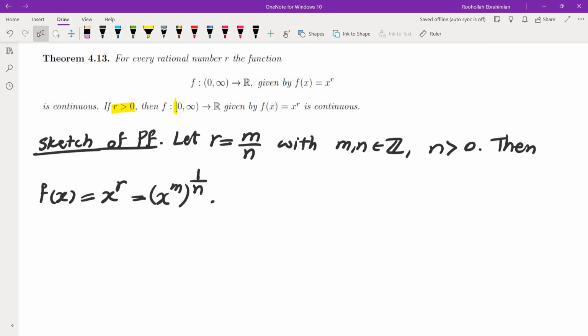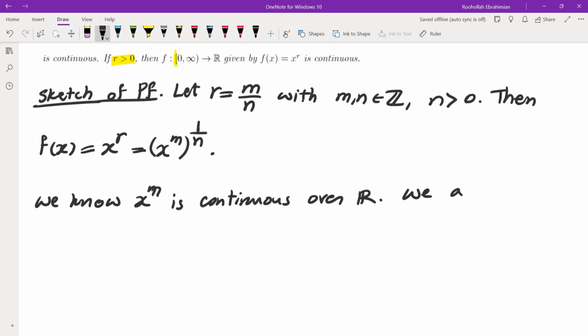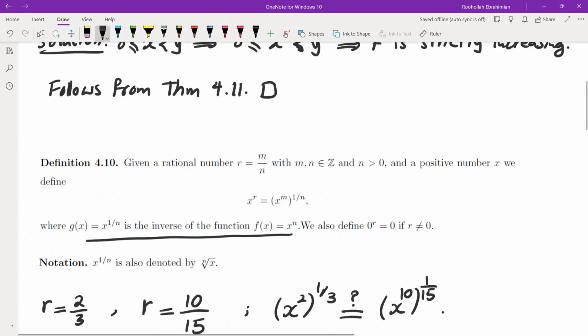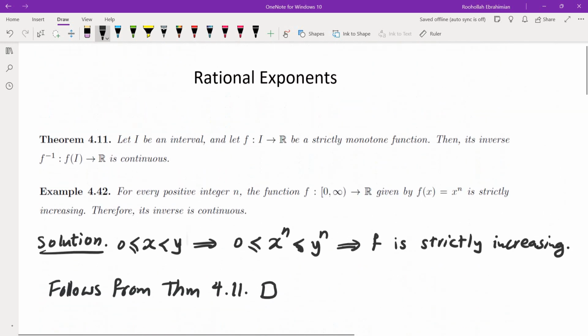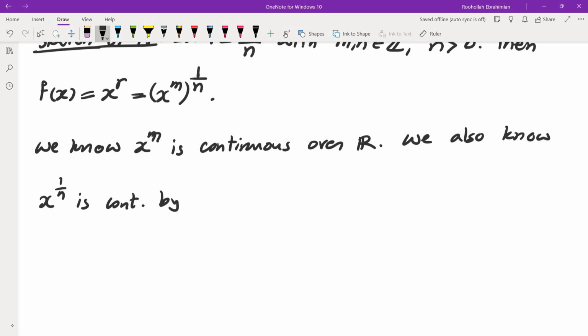So what we know is this. We know that x to the power of m is continuous over the entire real line. We also know x to the power of 1 over n is continuous by example, I guess I talked about that at the very beginning. That is example 4.42. By example 4.42.